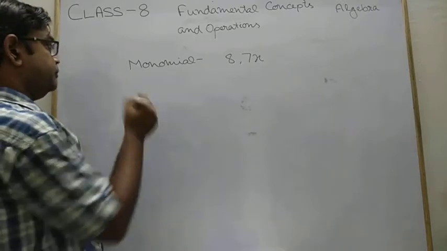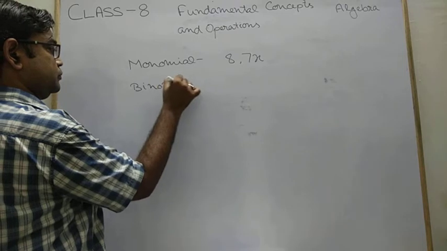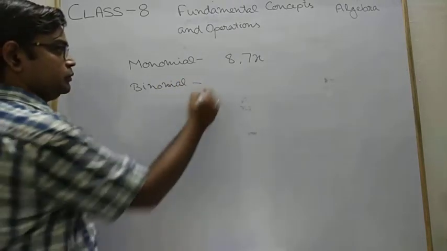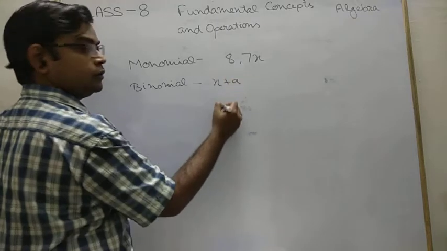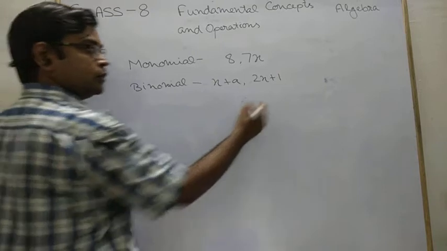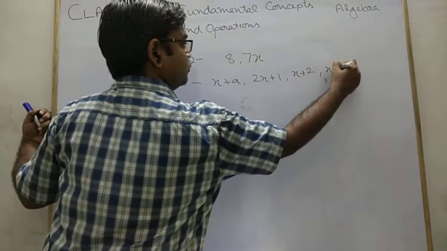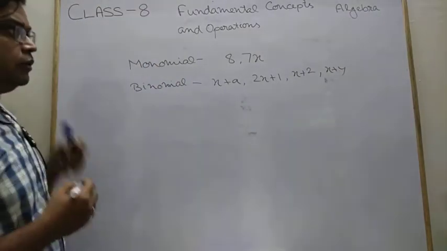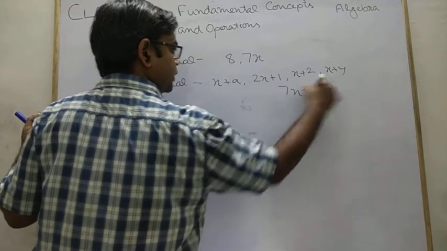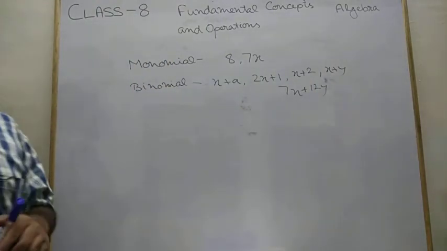There is another type, binomial, meaning having two terms: x plus a, 2x plus 1, x plus 2, x plus y, or 7x plus 12y. All these are examples of binomial expressions.